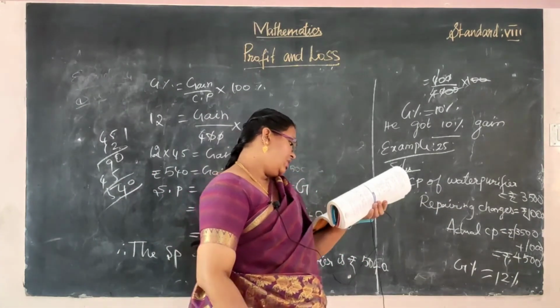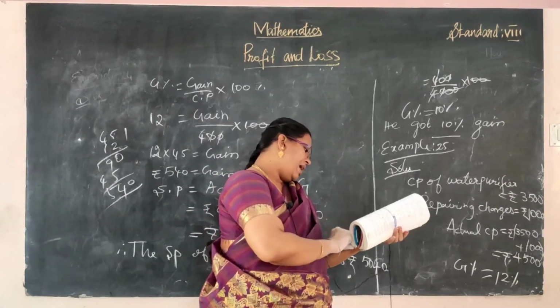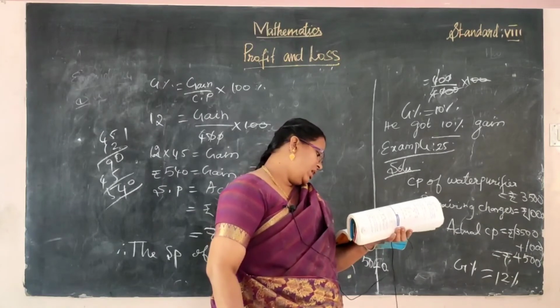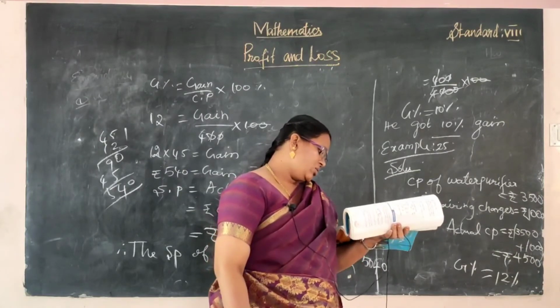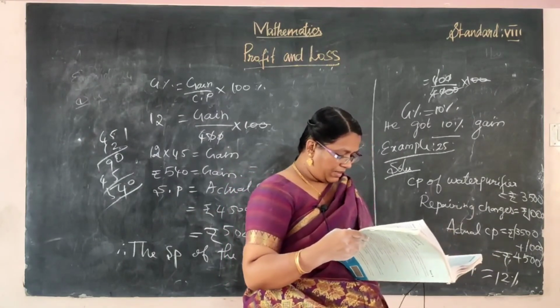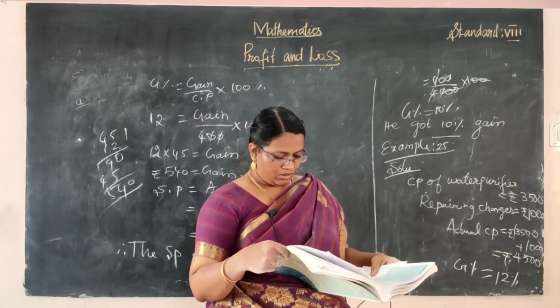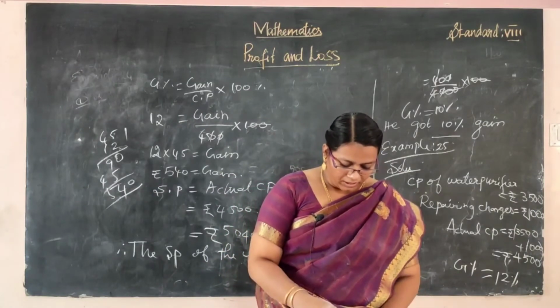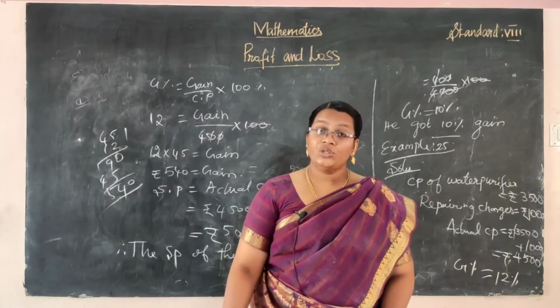Okay, now move to the example 26. A shopkeeper has bought a bag of 50 kg sugar for 2000 rupees and sold it at the rate of 54 per kg. A shopkeeper has bought a bag of 50 kg sugar.